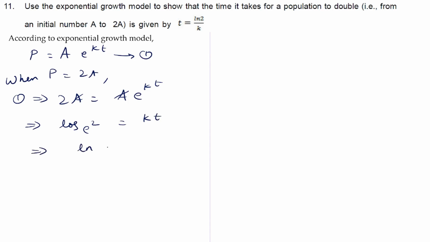Log 2 to the base e is nothing but the natural logarithm of 2, which is also written as ln 2. ln 2 equal to kt or t equal to ln 2 by k. This is what we have to prove, and we have proved. Hence t equal to ln 2 by k.